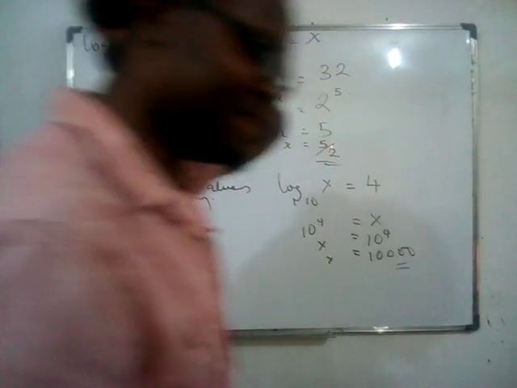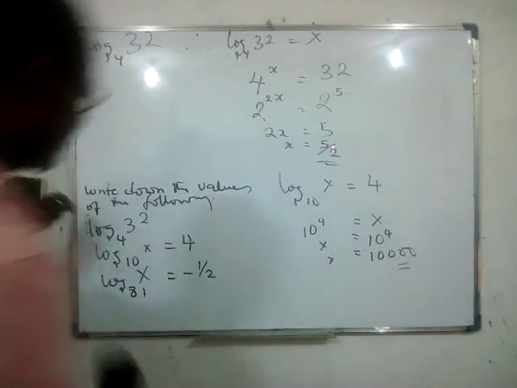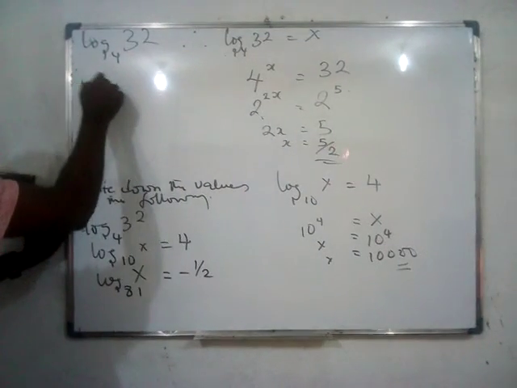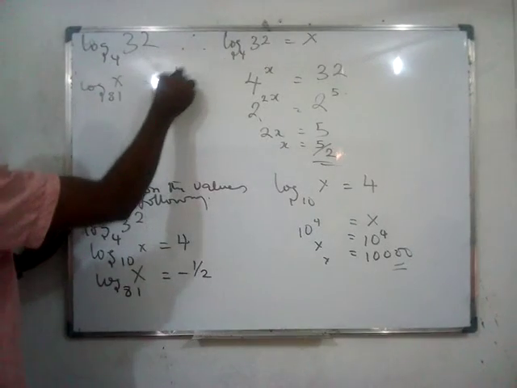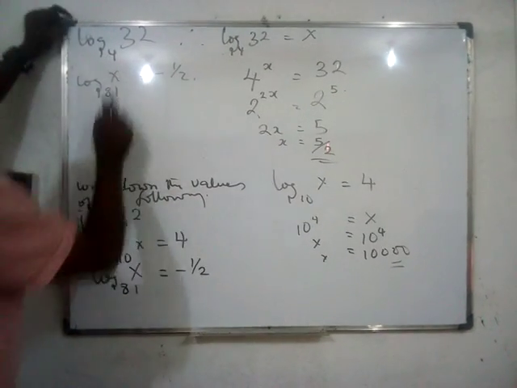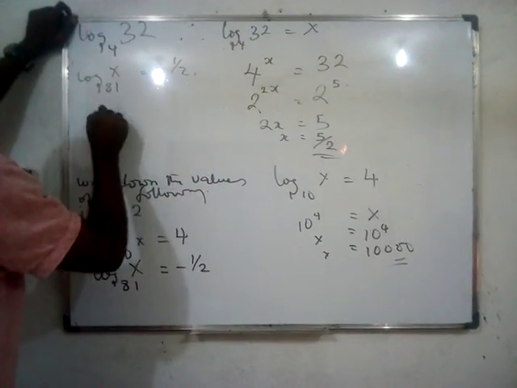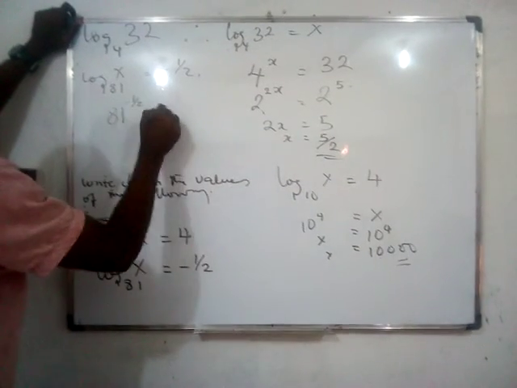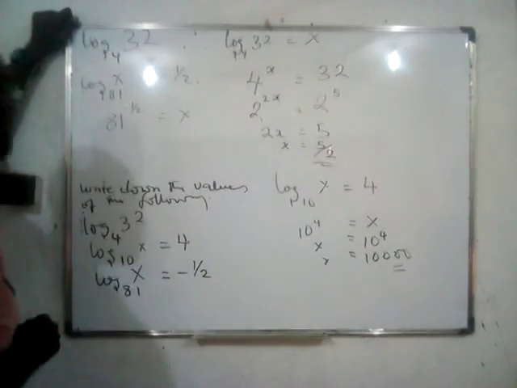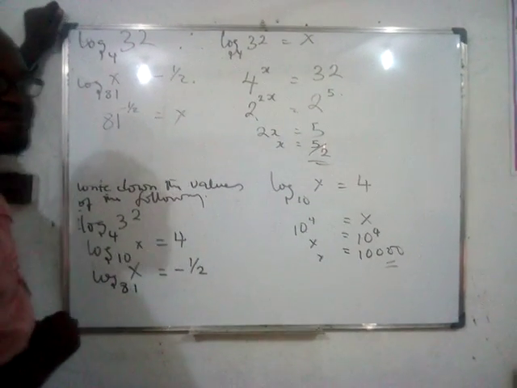Are we together on this? Yes. Then the last one says what? Log x 81 is equal to minus what? Half. So how do we rewrite this? We write the word base, which is what? 81 to power what is here? Minus half is equal to what? X.